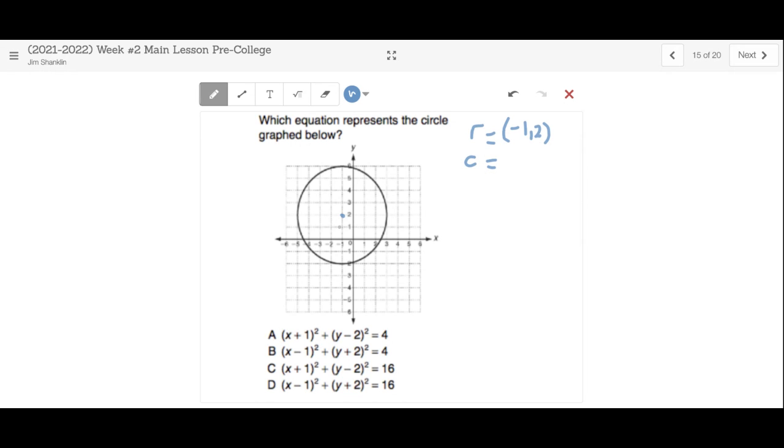And then the radius, if I just count down 1, 2, 3, 4, I'll put 4 as my radius. So the radius is 4. My center is -1, 2. So it's easy to write an equation: x plus 1 squared plus y minus 2 squared is equal to the radius squared. So that would be 16. So it looks like letter C would be my answer for that one.